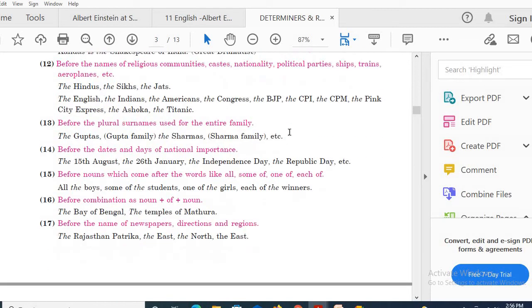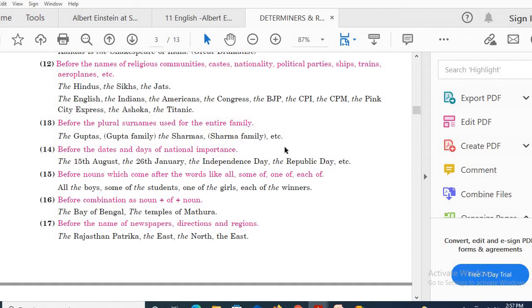Okay, then you see, before the name of religious communities also, before the name of political parties also, trains, ships, aeroplanes, we use the. Just like if I say the Hindus, okay, the English, the Congress, the BJP, okay, these are political parties, we are using the. The Titanic, okay, name of the famous ship, we are using the.